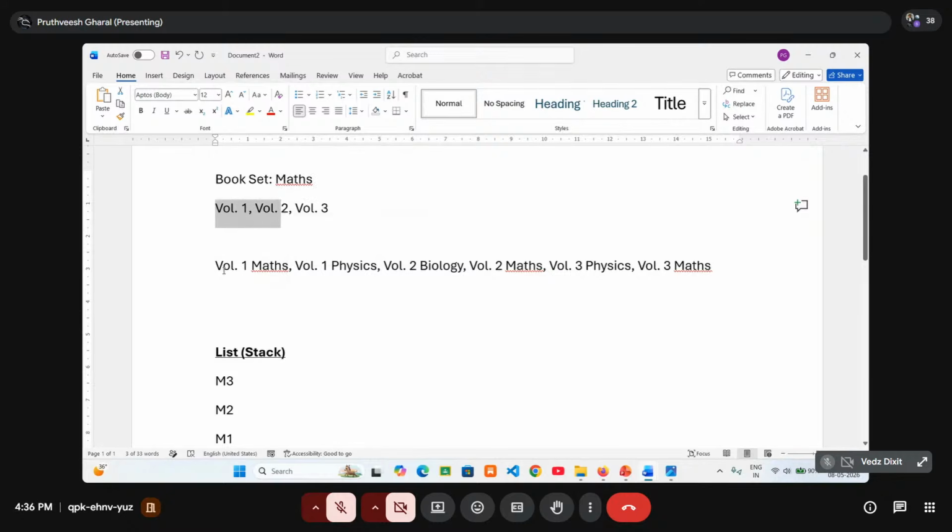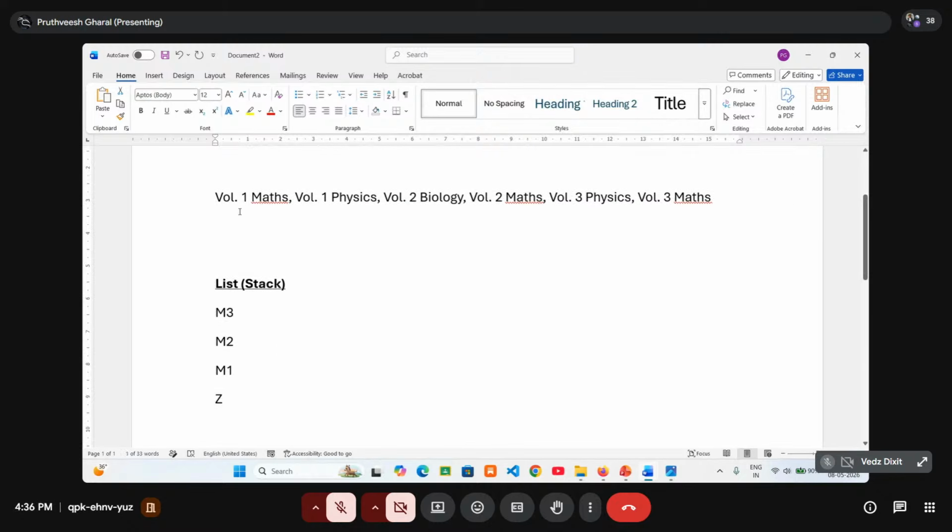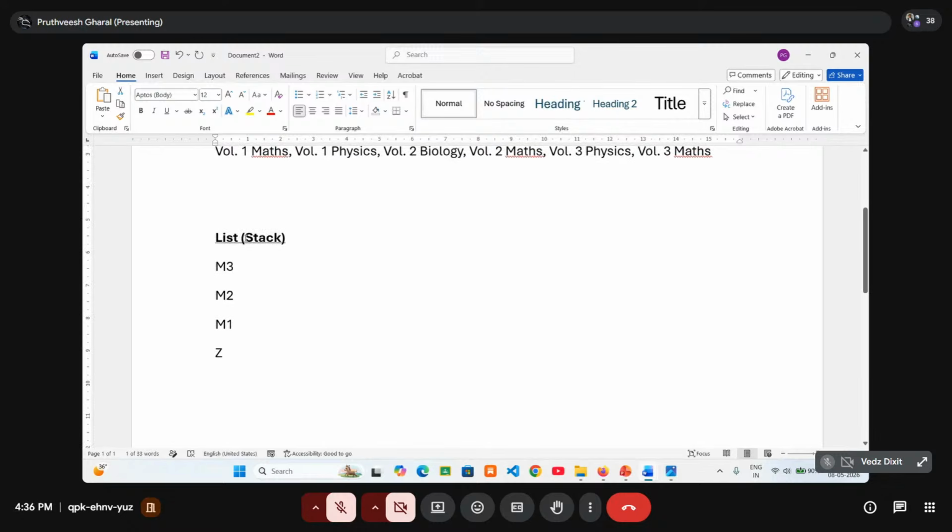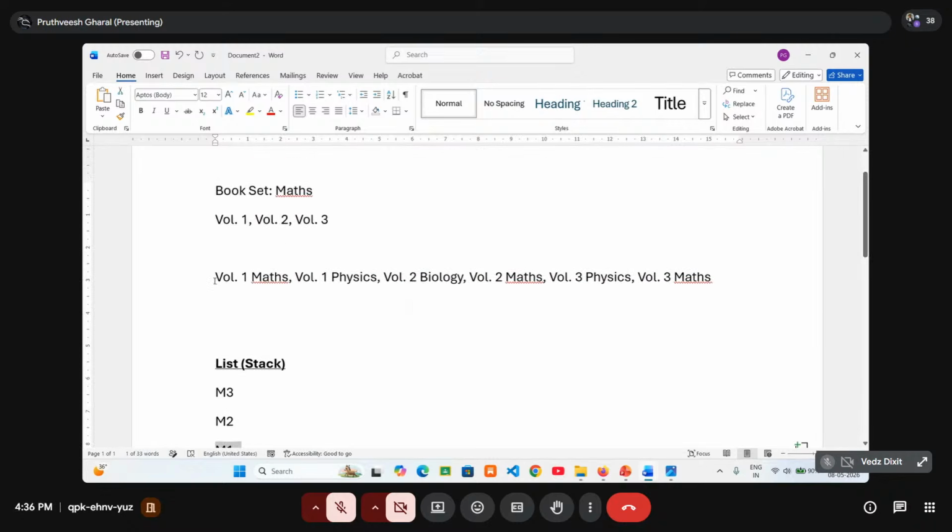So you encountered volume 1 maths. You encountered the first book in this three volume set of maths. So what you do is that you push down in the stack a symbol. What is the symbol? M1. This is used to indicate that we have found the first volume of this book set maths. We have found the first book in this book set called maths.